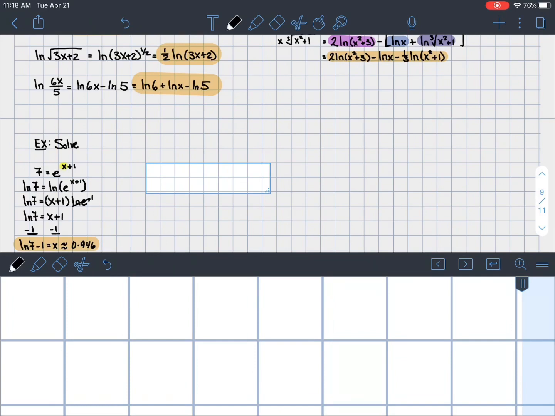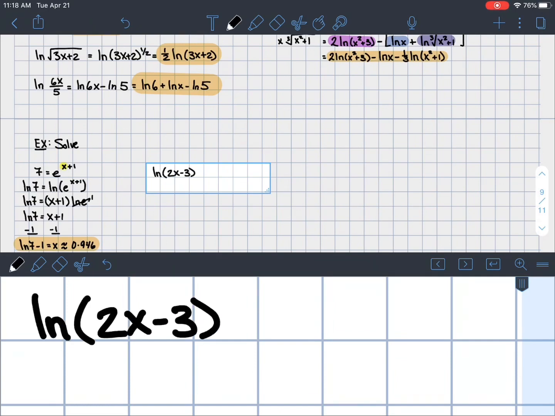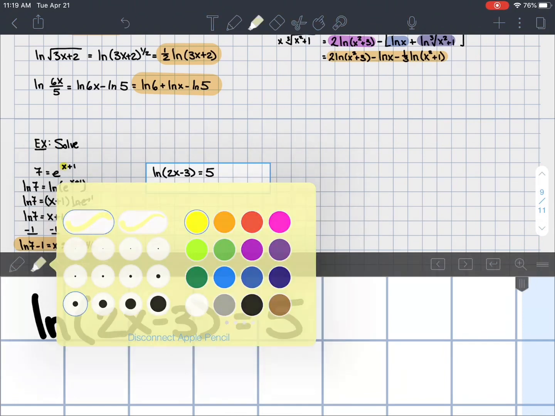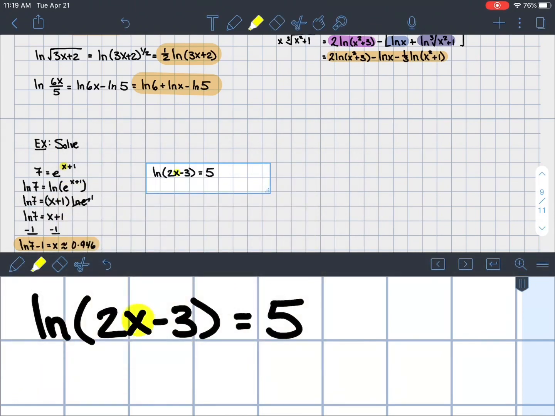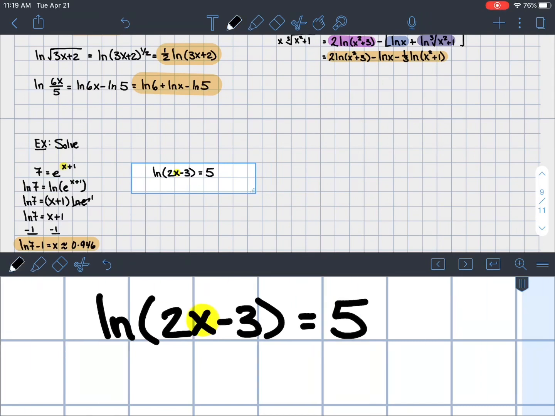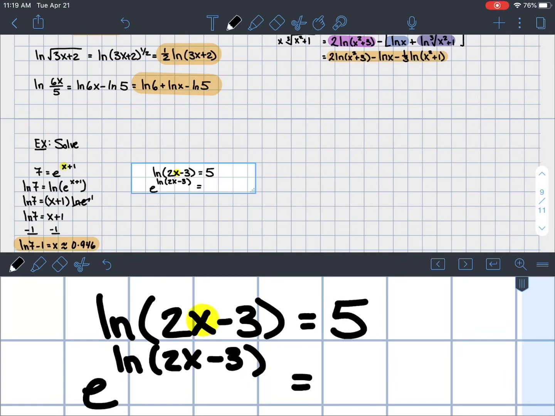So here we're going to have an equation, and again, we're solving for x. Right now, x is inside an argument of ln. How do I get it out? Well, I need the inverse of ln, which is e. So I'm raising both sides of the equation into e. And on this left-hand side, when I do that, the e and the natural log are going to cancel each other away and leave 2x minus 3.